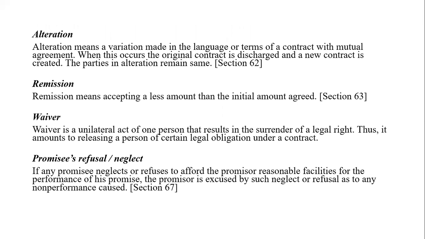This is an alteration. Alteration means a variation made in the language or terms of a contract with mutual agreement. When this occurs, the original contract is discharged and a new contract is created. The parties in the alteration remain the same under section 62. In novation, the parties may be changed, but in alteration, the parties remain the same. Like if there's a contract that A has to deliver 1,000 goods against rupees 1 lakh, now maybe with mutual understanding, they agree that A will now deliver 1,600 goods for 1,60,000 rupees. So this is alteration. They have been discharged from the previous contract and are now bound by the new contract.